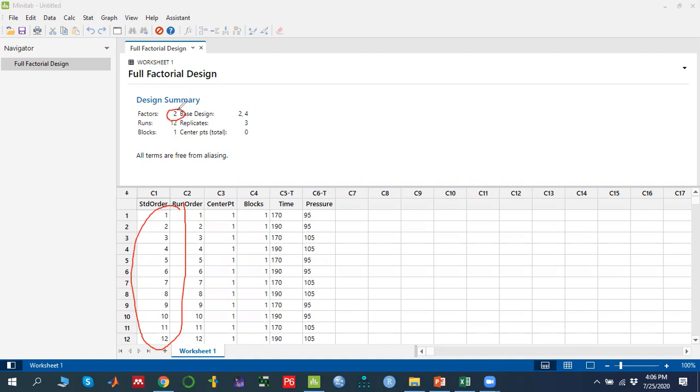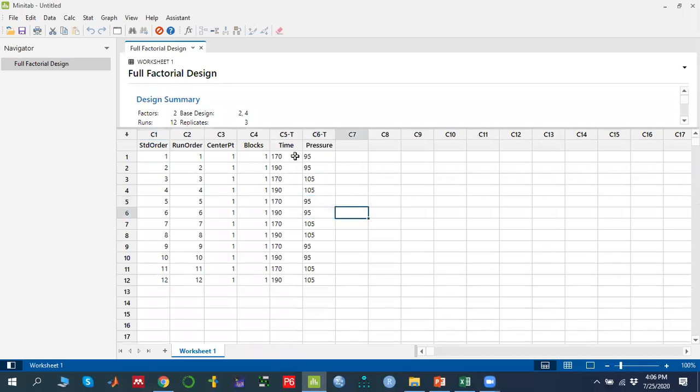So 2 factors, right? So 2 power 2 means 4 would be a single repetition, and because we are repeating 3 times, the number of experiments is 12. The next thing, here at the bottom we can see the standard order and the run order. Because we have unchecked the random order, the standard order as well as the run order are the same. If you check that one, they would be different.